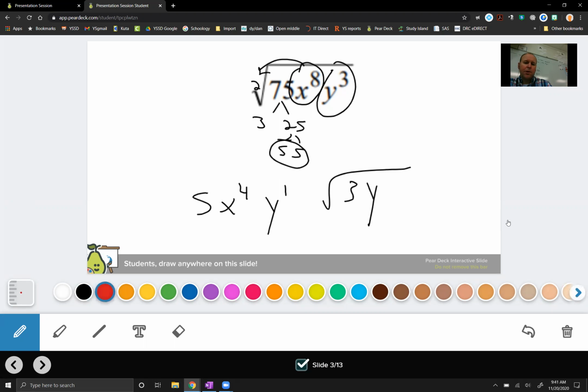And you're like, hey, Mr. Tola, what are you doing that for? Why'd you write a 1 in there? You don't usually do that. Here's why. Because when I see that 1, it's obvious to me that it's odd. And then I remember to do the absolute value on just the y term.